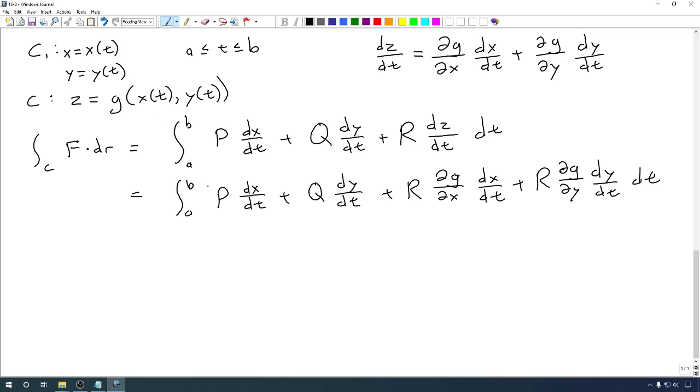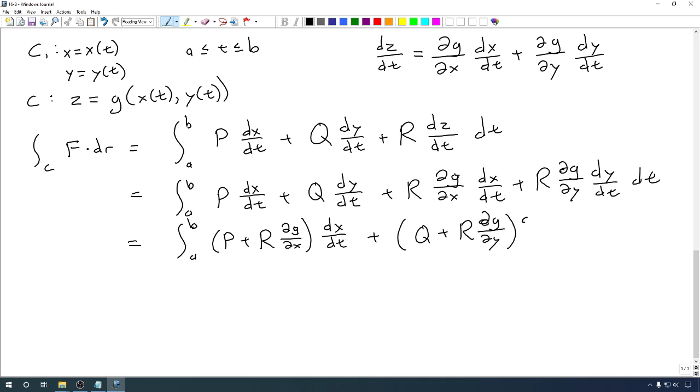Now, each of these terms does have either a dx/dt or a dy/dt. If we group those up, I'll put all the terms that have dx/dt first. So we have P plus R times the derivative of g with respect to x, times the derivative of x with respect to t. Then we have Q plus R times the derivative of g with respect to y, times the derivative of y with respect to t. We have dt.